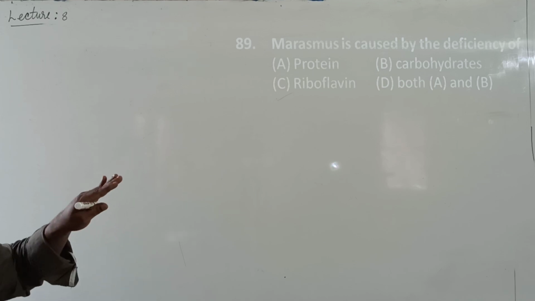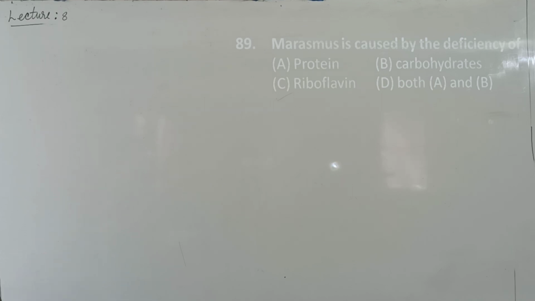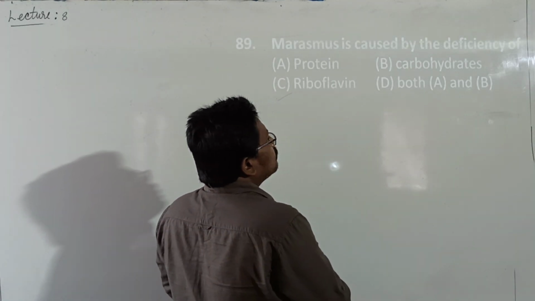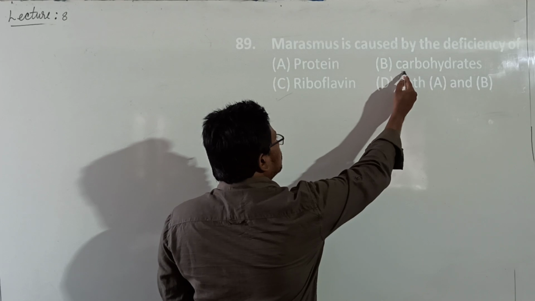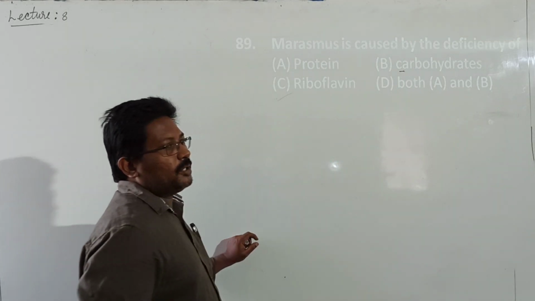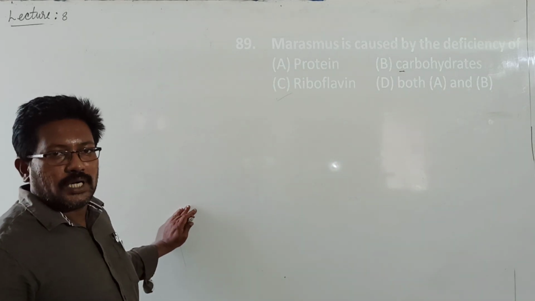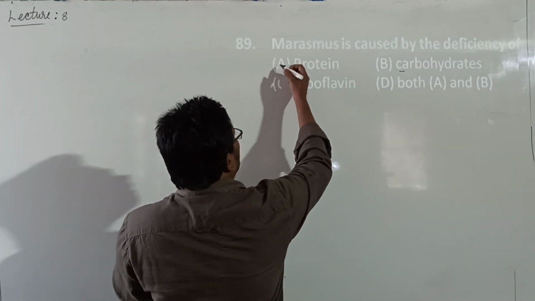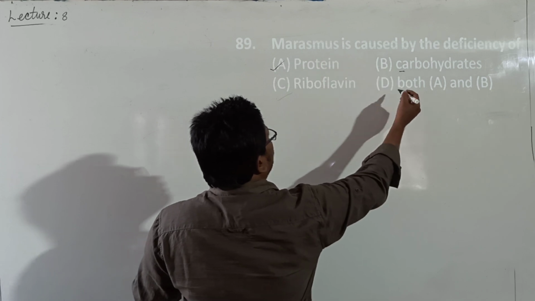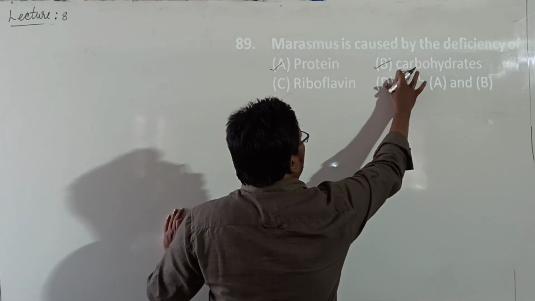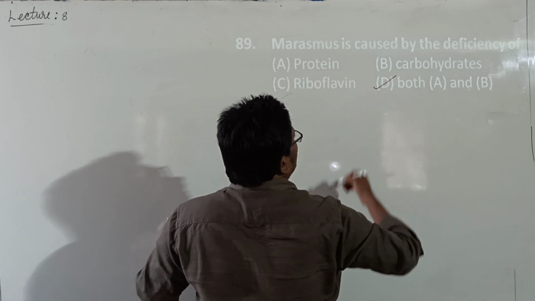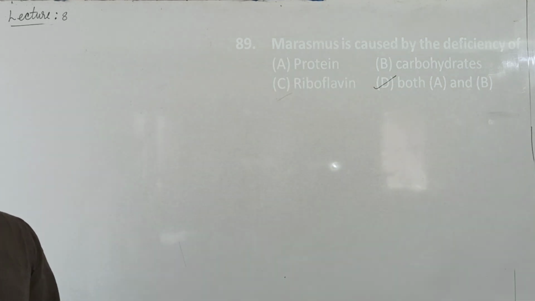So here marasmus is caused by the deficiency of both protein and calories. If we say calories, we need to consider the carbohydrates because they are the source of energy. So hence marasmus is caused by the deficiency of protein and also carbohydrate. So the option will be both A and B.